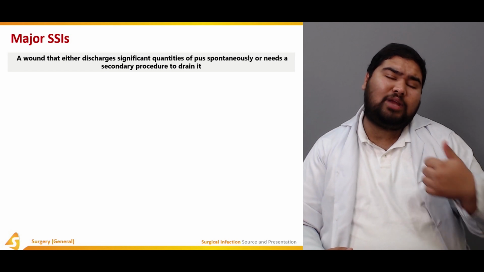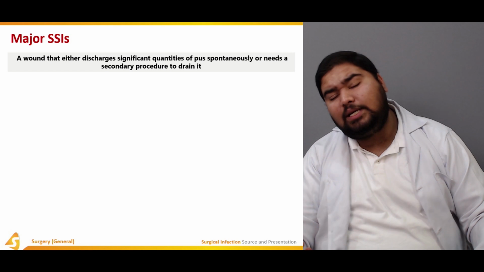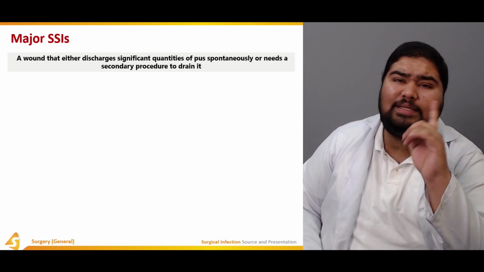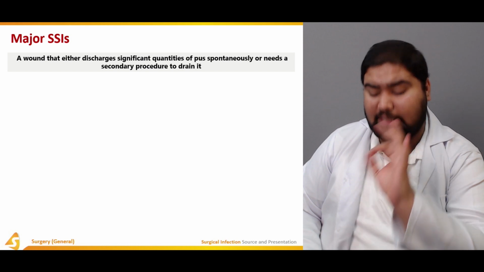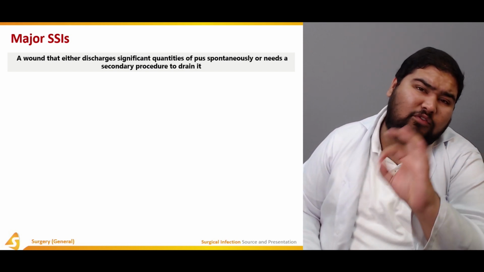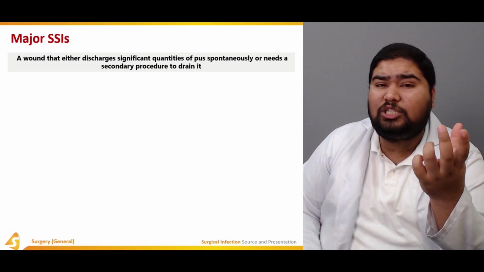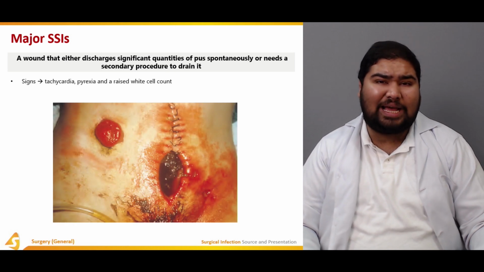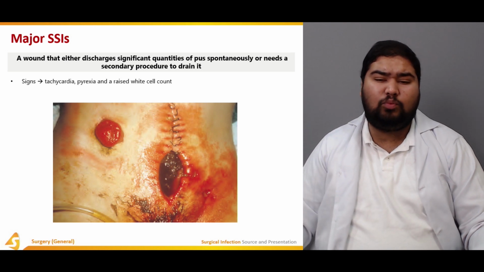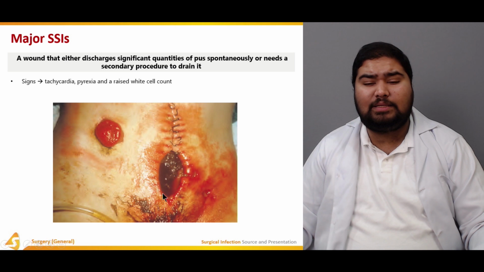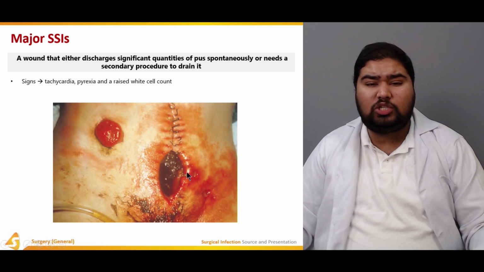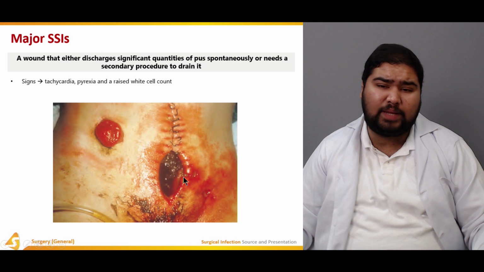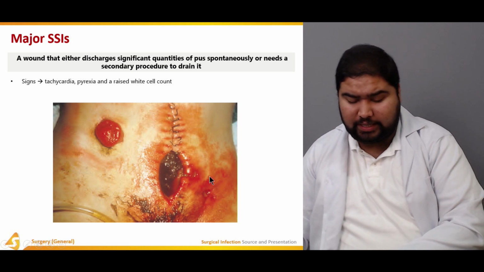Now this pus can be drained spontaneously, or it may require a surgical excision to drain this pus. So production of pus in a surgical site leads to a major surgical site infection. Now, the signs are usually tachycardia, pyrexia, and a raised white cell count. Here you can see a surgical site infection which is left to heal by granulation tissue, and the pus is being spontaneously drained out of it.